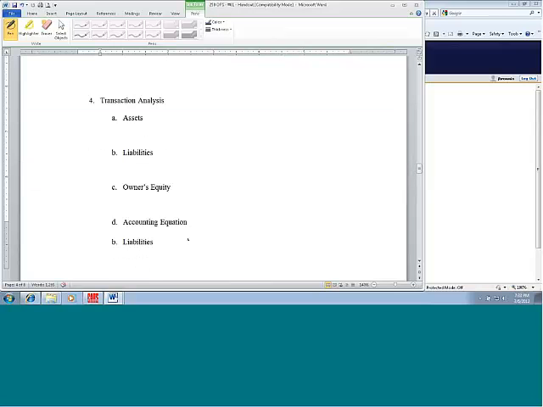Okay, our next set of items is transaction analysis and the accounting equation. So with transaction analysis and the accounting equation, we have to know several things. We have to understand what assets are, what liabilities are, and what owner's equity is.